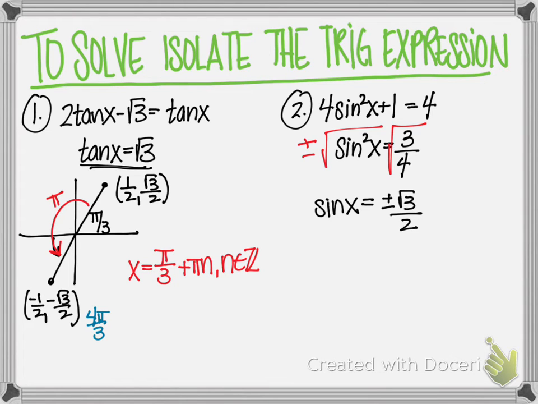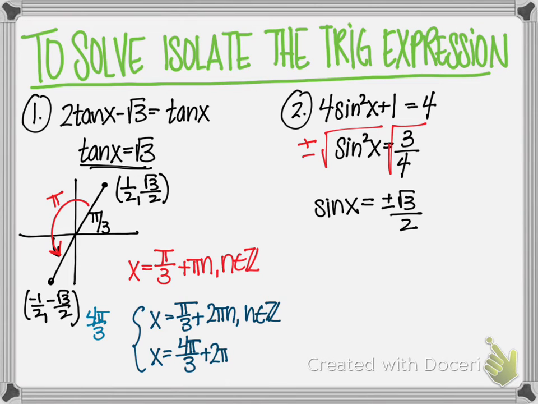We could also write our answers in the form x equals pi over 3 plus 2 pi n. That would cover all the coterminal angles for pi over 3. And then x equals 4 pi over 3 plus 2 pi n. So that's just saying that angle and all the coterminals. So either that red or the blue, either of those would be acceptable.